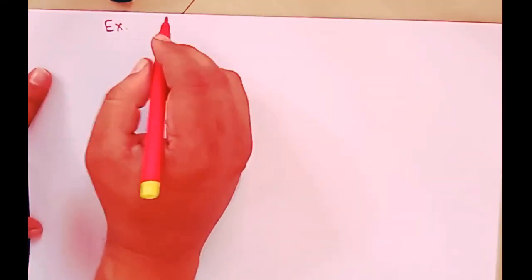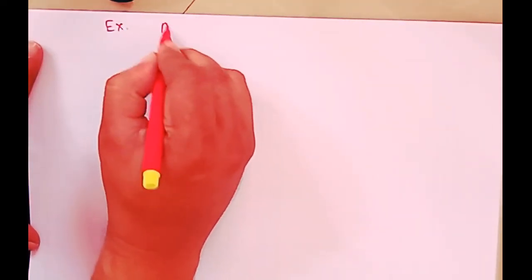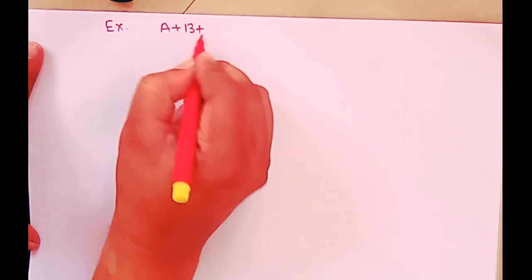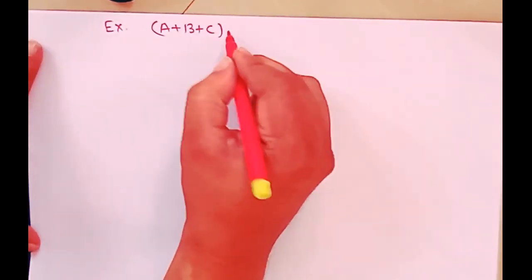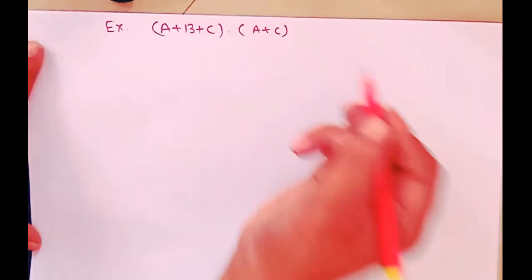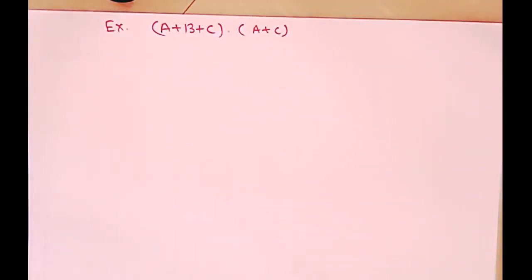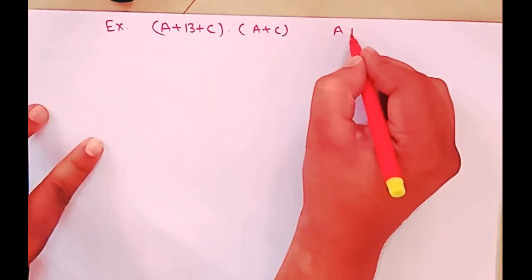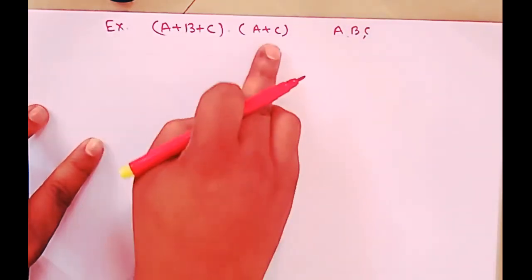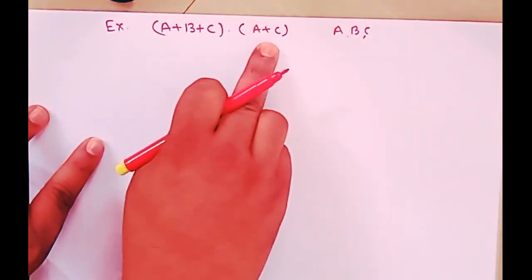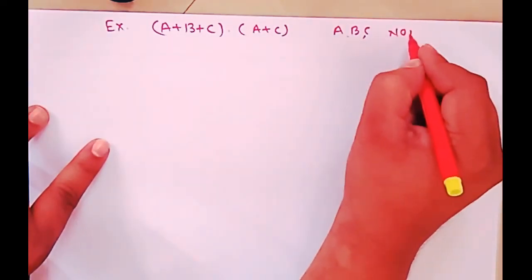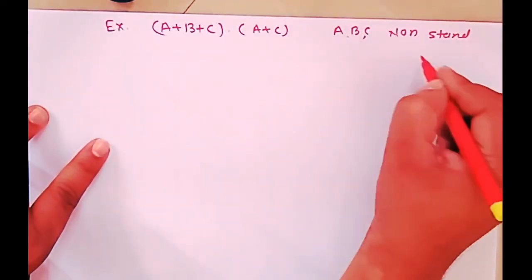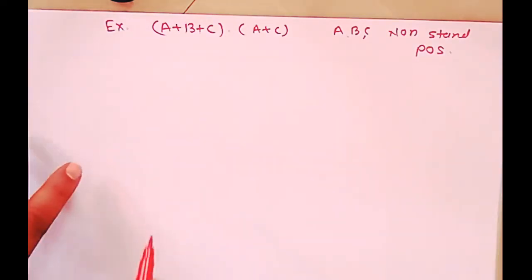We will take one more example. Suppose the equation is given as (a plus b plus c) into (a plus c). This is the given equation. It is a non-standard equation because there are a total of 3 literals a, b and c, and in the second term one literal is missing, so this is the non-standard POS form of the equation.